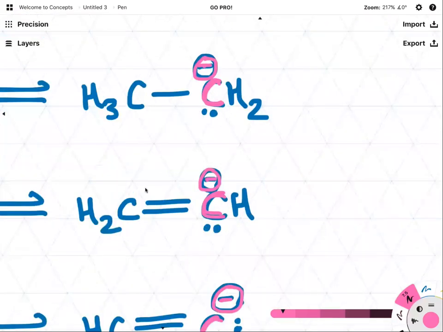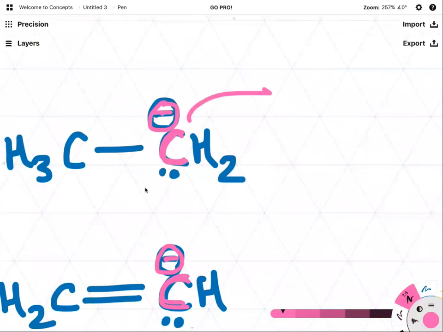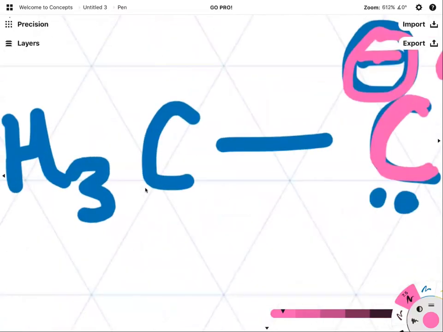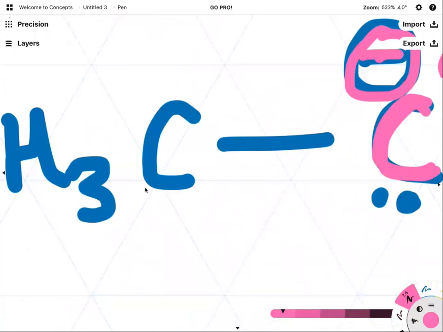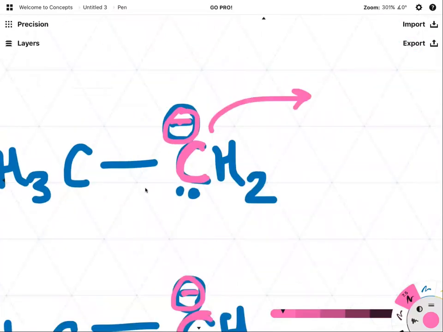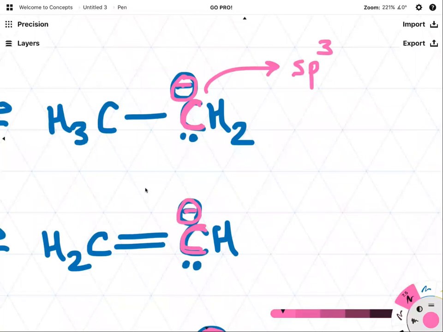So what's the hybridization on that carbon right there? So it's got two hydrogens, then it's bonded to this carbon here, and then it has a lone pair. So it's got 4 domains that are around it, right? So I hope you said it was sp3. What's the hybridization of that carbon? So similarly, I hope you said sp2.